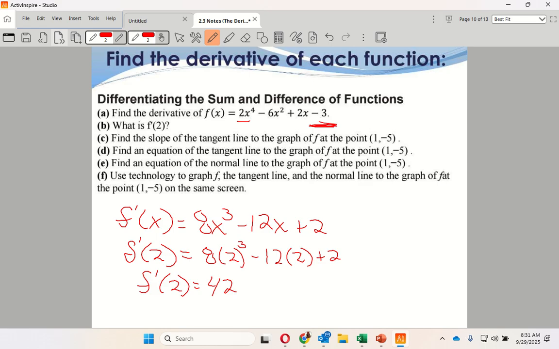Part C. Find the slope of the tangent line to the graph of f at the point (1, -5). Okay, so let's go ahead and start there. So I have 8x cubed.